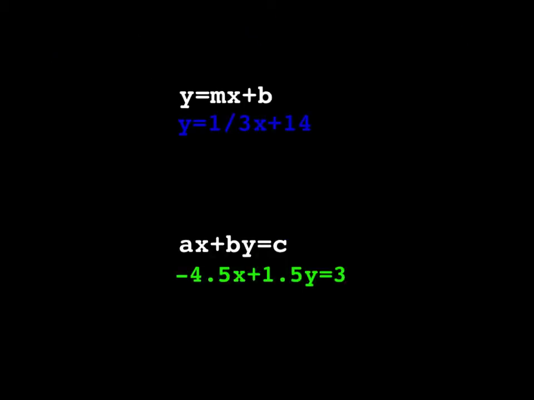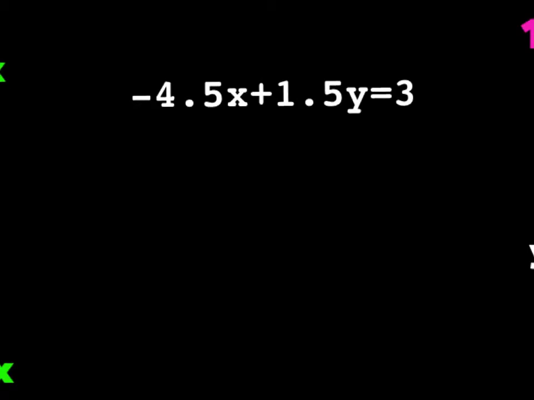As you can see, we have two equations. One slope-intercept, y equals 1/3 x plus 14, and one standard form, negative 4.5x plus 1.5y equals 3. Now, it's much easier to work with an equation if it's in slope-intercept form, like y equals 1/3 x plus 14. So our first step is going to be to get the standard form equation into y equals mx plus b. So here we have the equation, negative 4.5x plus 1.5y equals 3.